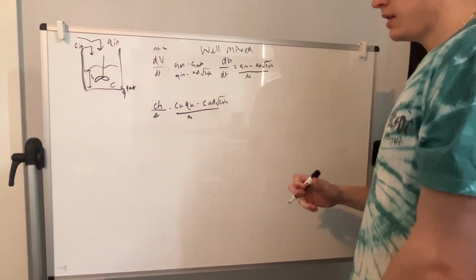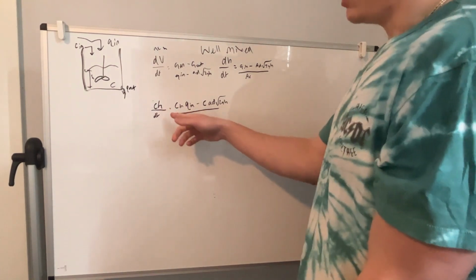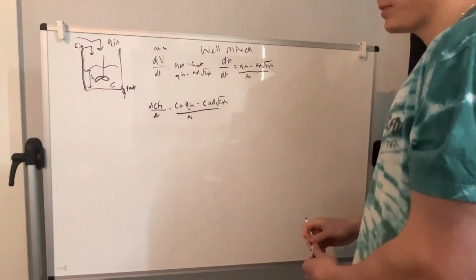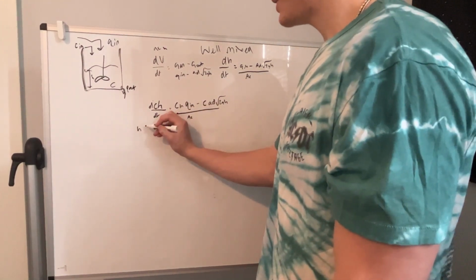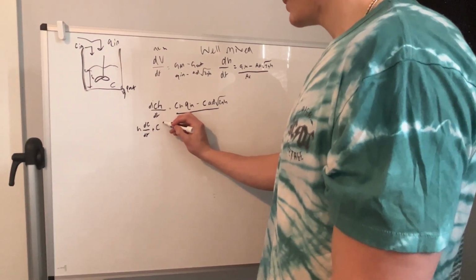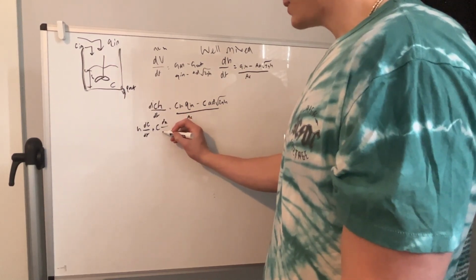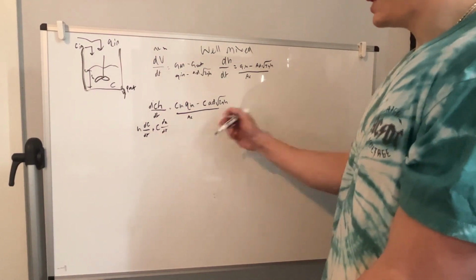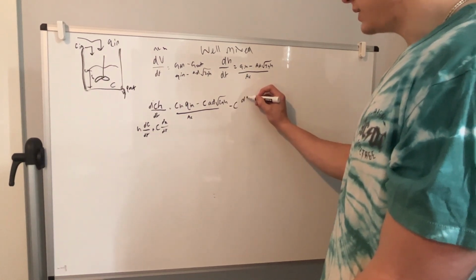And then again, now we will do our product rule on this side of the equation to split up our dC and dH. So we get H times dC over dt plus C times dH over dt. And now we'll move our C times dH over here to this side, getting us minus C dH dt.